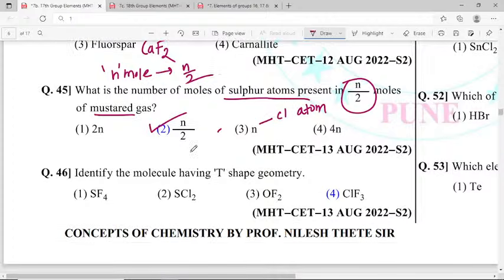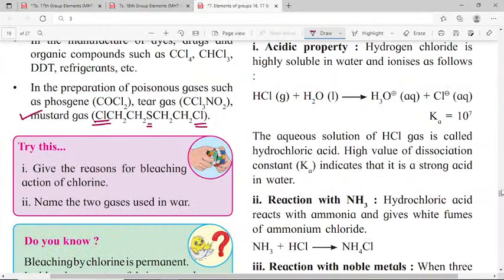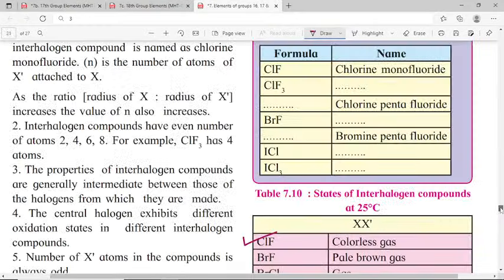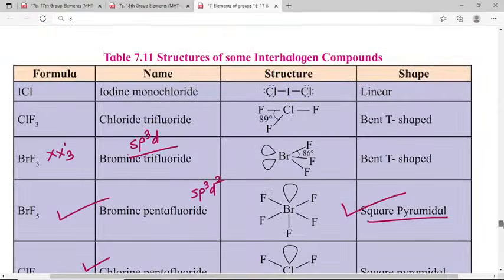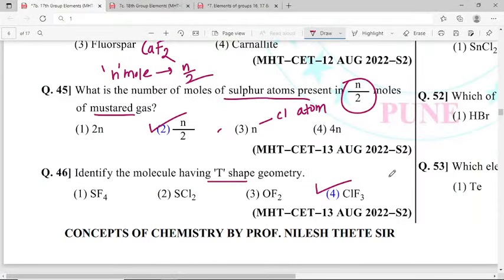Identify the molecule having the T shape. T shape is the ClF3. ClF3 has the T shape. BrF3, ClF3, BrF3, bent T shape. Bond angle is very important, 89 and 86. Please note down. Bond angle is very important, 89, 86. The question was asked in CET in 2026 on the 89, 86 bond angle.